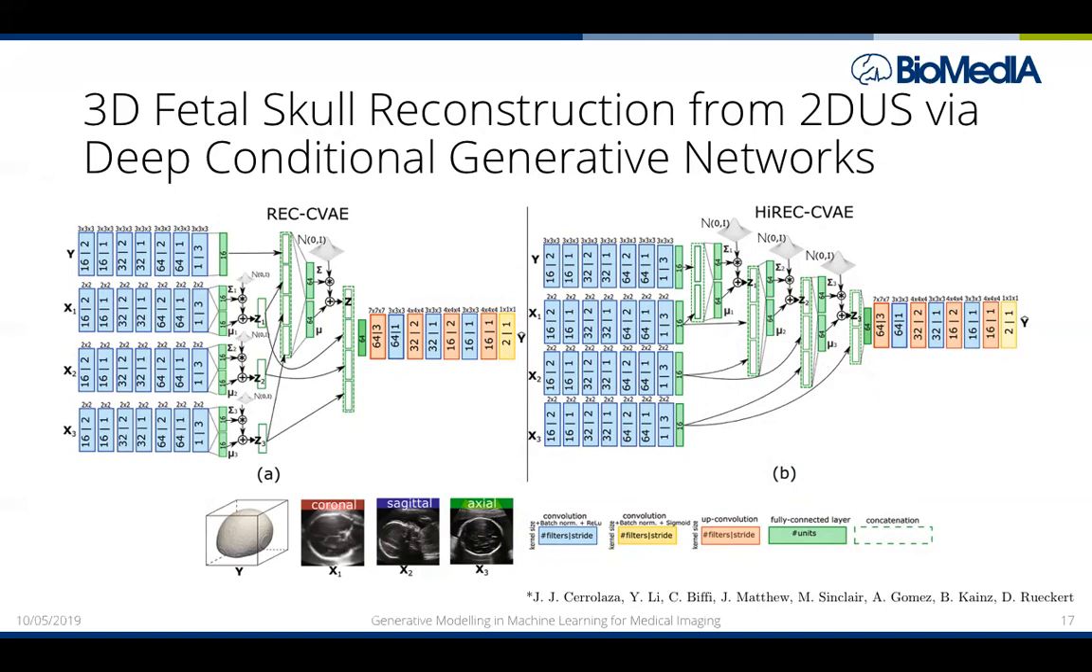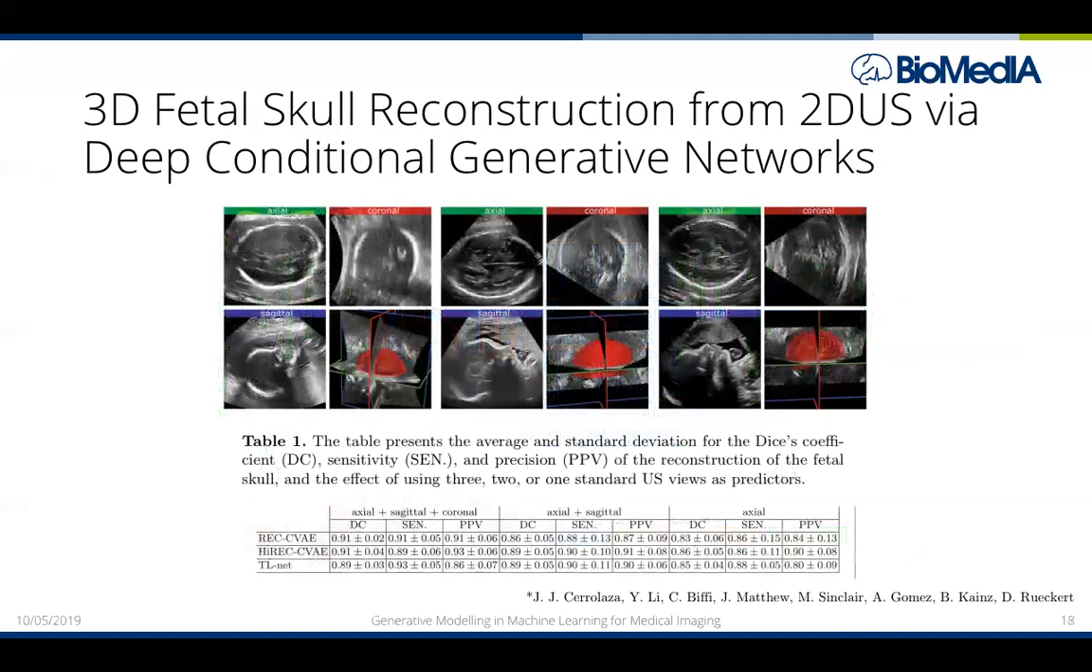So during testing, we don't need to input the skull. We just randomly sample our latent Z vector, and then we also feed in the three orthogonal slices, and this would then generate the skull segmentation. So a number of tests have been done here, to see the effect of different amounts of slices as input. Some of them are just one axial, one sagittal, or all three. And this achieved around 0.9 dice.